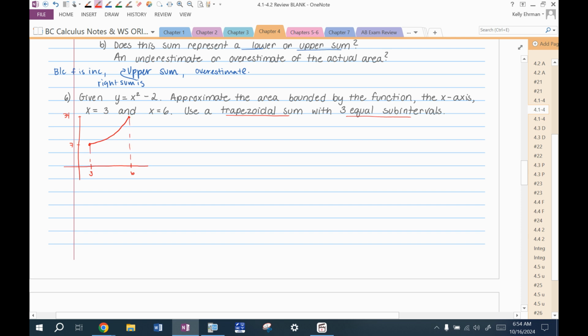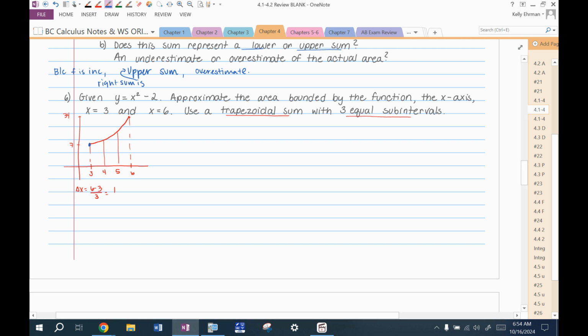Use 3 equal subintervals. So delta x is 6 minus 3 divided by 3. 3 divided by 3 is 1. Okay, so I'm just going to divvy this into 3 spots and count by ones. And we're supposed to use trapezoidal.